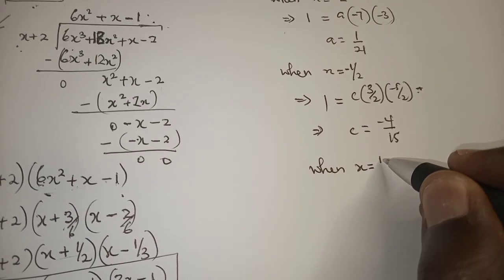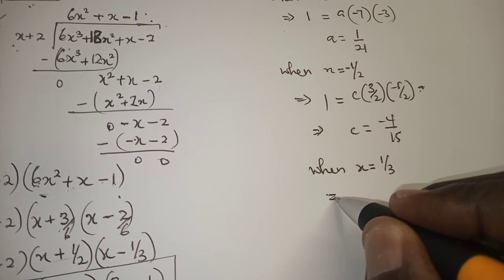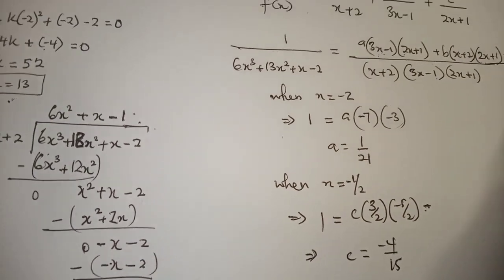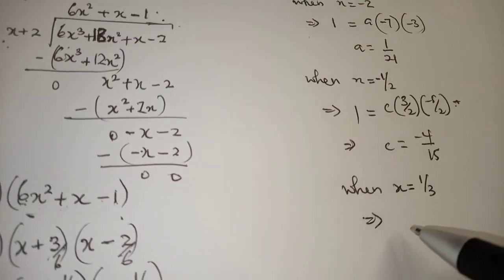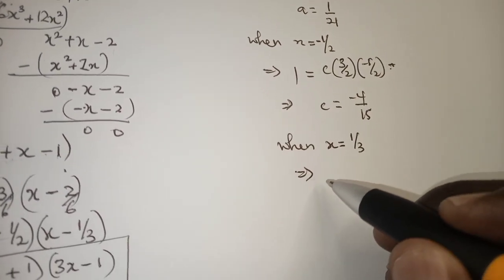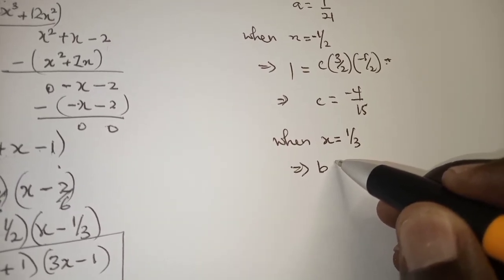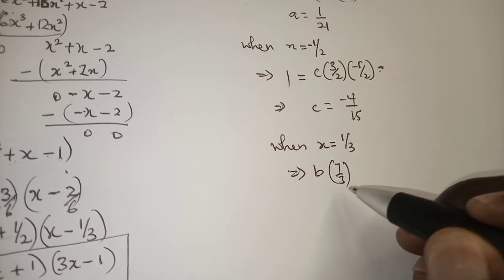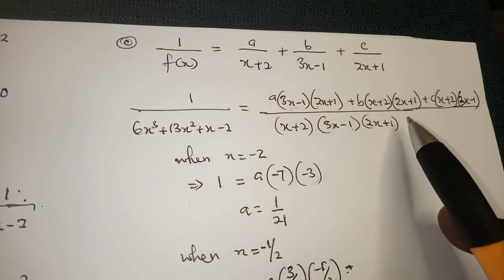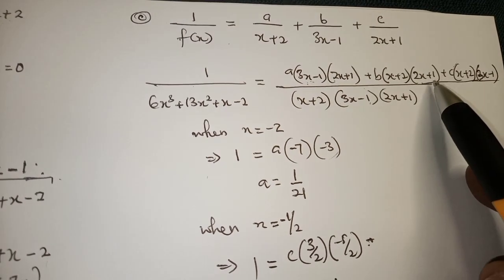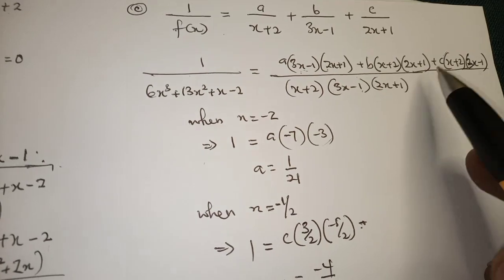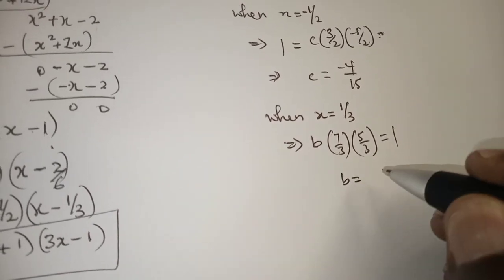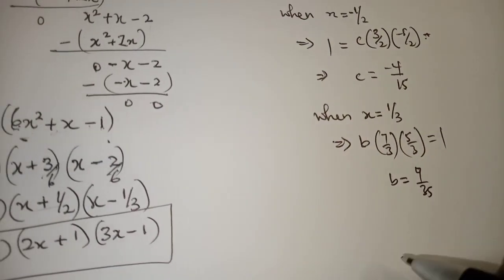We do the same thing for when x equals 1/3. So this implies that, with 1/3, this goes off, this stays, and this goes off. So you're having b, bracket open 7/3. When we do the substitution here with 1/3, we get +5/3, so you have 5/3 equals 1. So you simplify this, you get b equals 9/35.